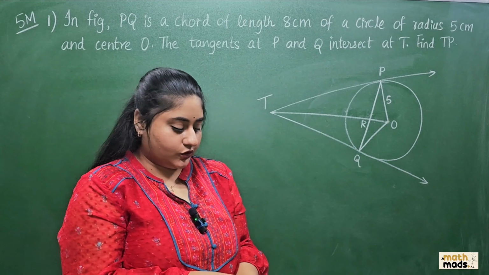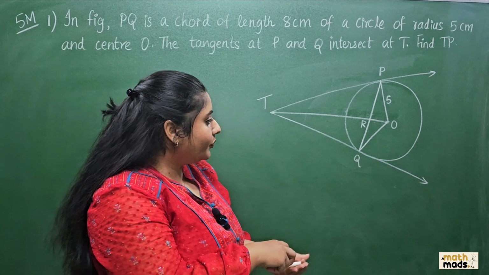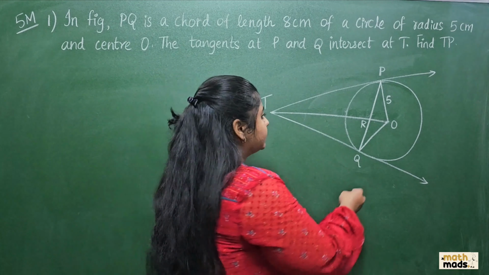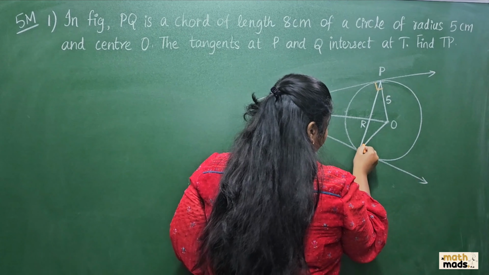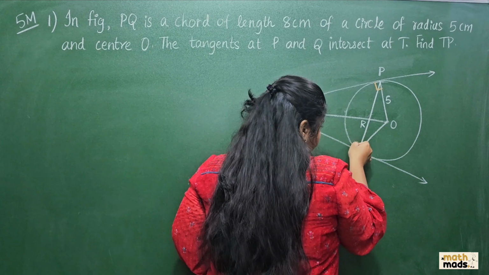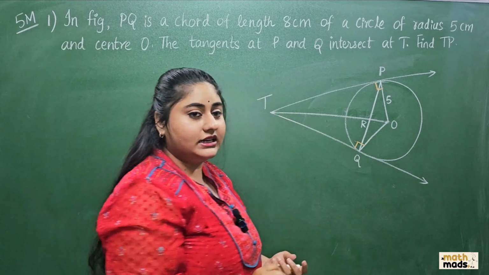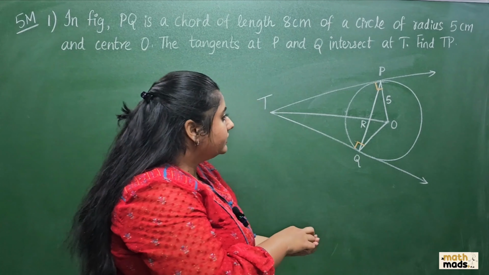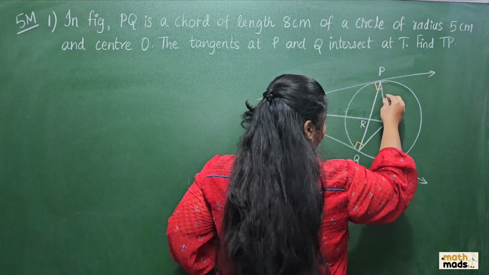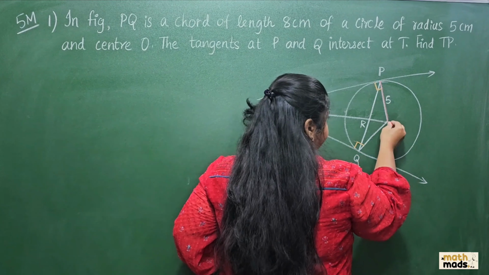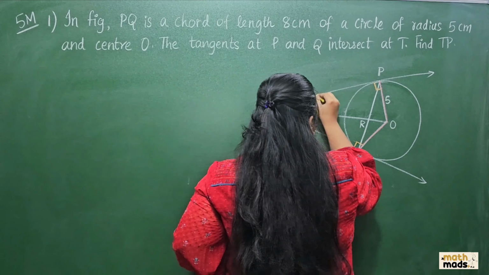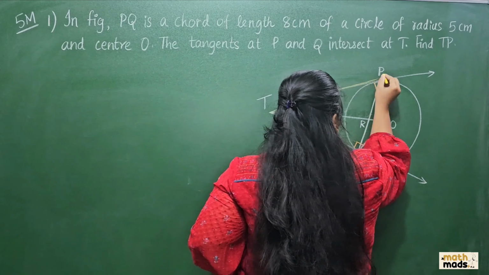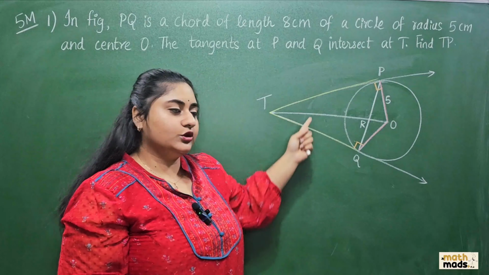So first let's analyze what's given. We know that OP and OQ are radius, so obviously it will be perpendicular to the tangent, right? So I have got two right angles, one at P and one at Q. Also observe that OP will be equal to OQ because it is radius, and TP will be equal to TQ because T is the external point from where I have two tangents, TP and TQ, both will be equal.